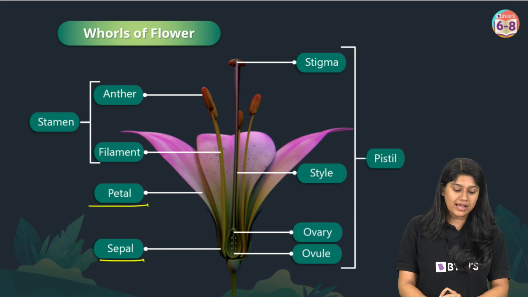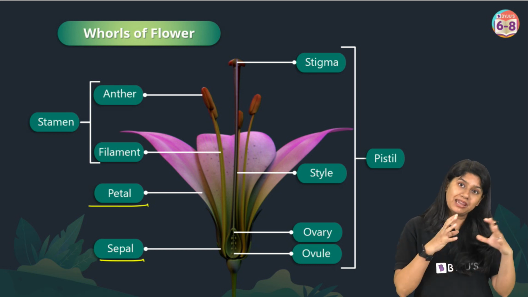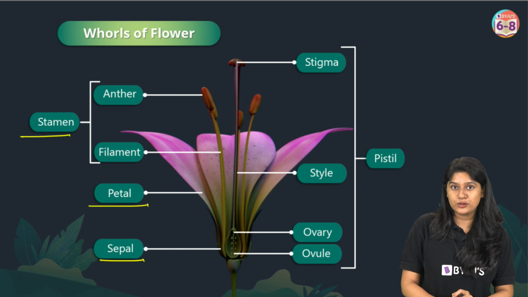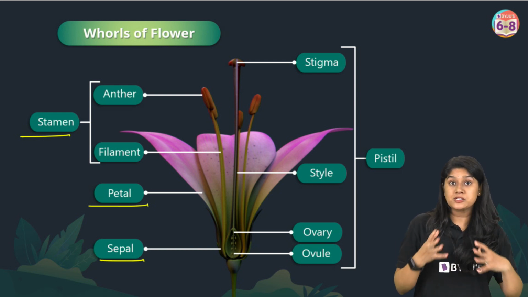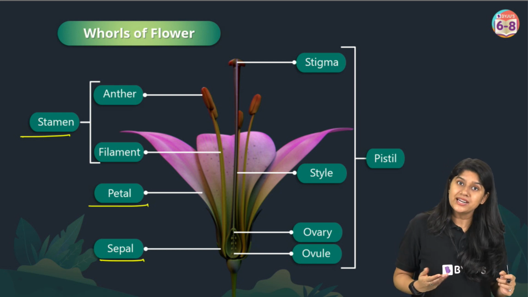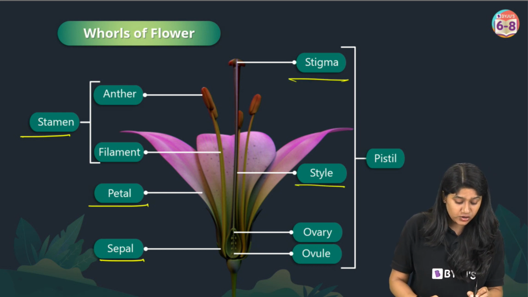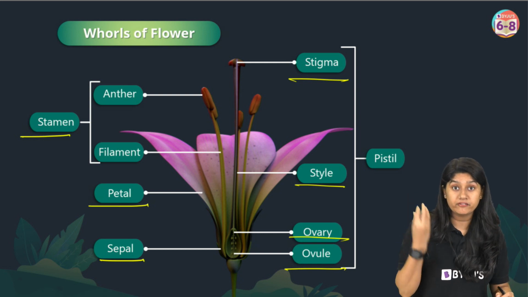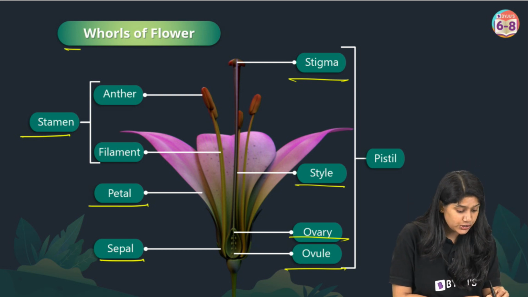Then it has a male and a female reproductive part. The male reproductive part is called the stamen. It has the anther and the filament. And the female reproductive part is called the pistil or the carpel. And it has stigma, style, ovary, and the ovule. So these are the very important whorls of the flower.